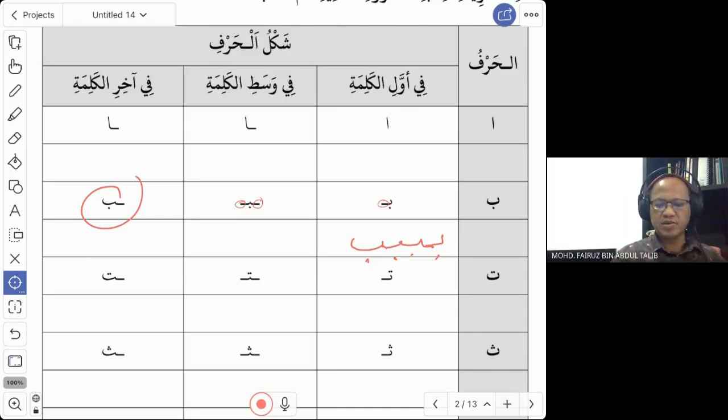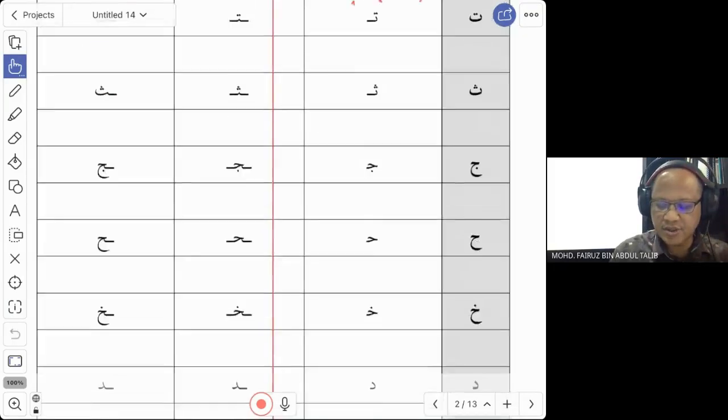You don't have to memorize all these rules. You can practice, and later on, you will memorize it automatically. Okay. So this is for the letter ba, ta, and also sa.